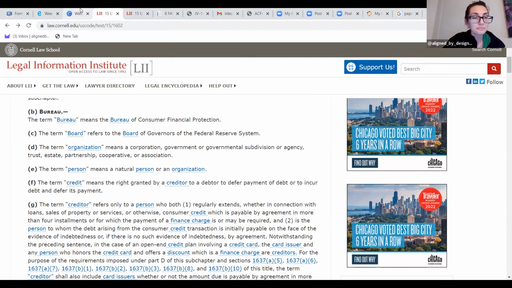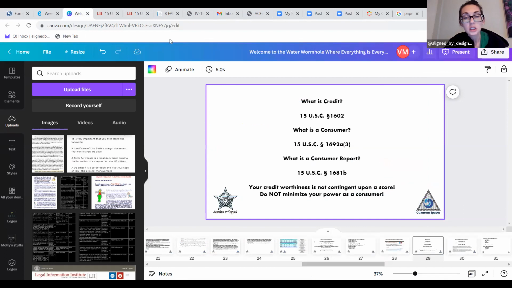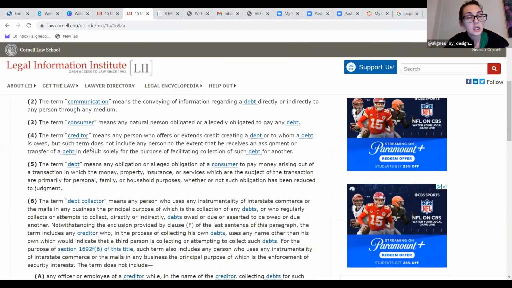Okay. What is a consumer? A consumer means any natural person obligated or allegedly obligated to pay any debt. And it does say person because in the corporation, they call your corporation a person, okay? So that they can know the difference of what they're talking about. They are not trying to tell you who your living person is, or your living people is, only who your natural person is.